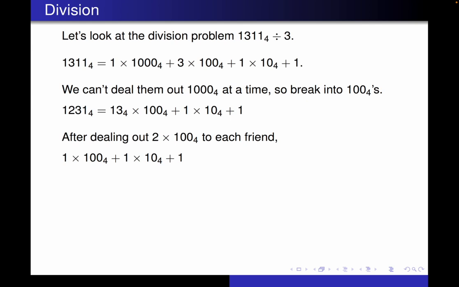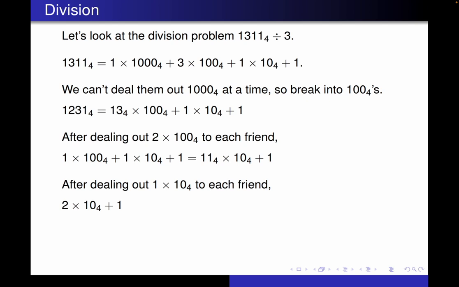Now, once again, we're all done dealing out 100s, 100 at a time, I should say. So we break that up into tens. We get 10 tens. Add that to the 1 10 we had before that. We have 11 tens and then 1 unit. Now 11 in base 4 is 5. So we have 5 tens to deal out. We can deal out 1 to each friend. That leaves us with 2 tens left over and 1 unit.